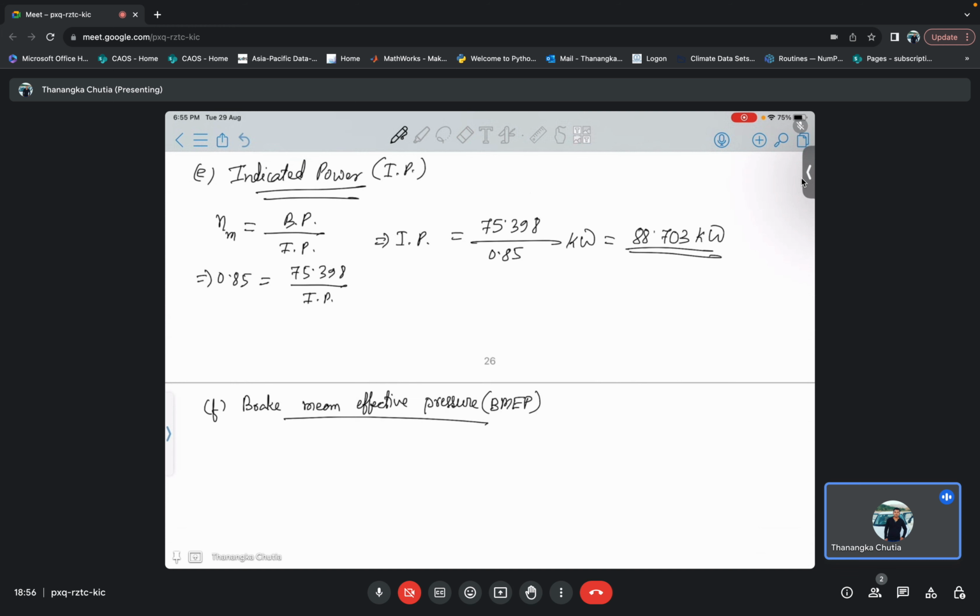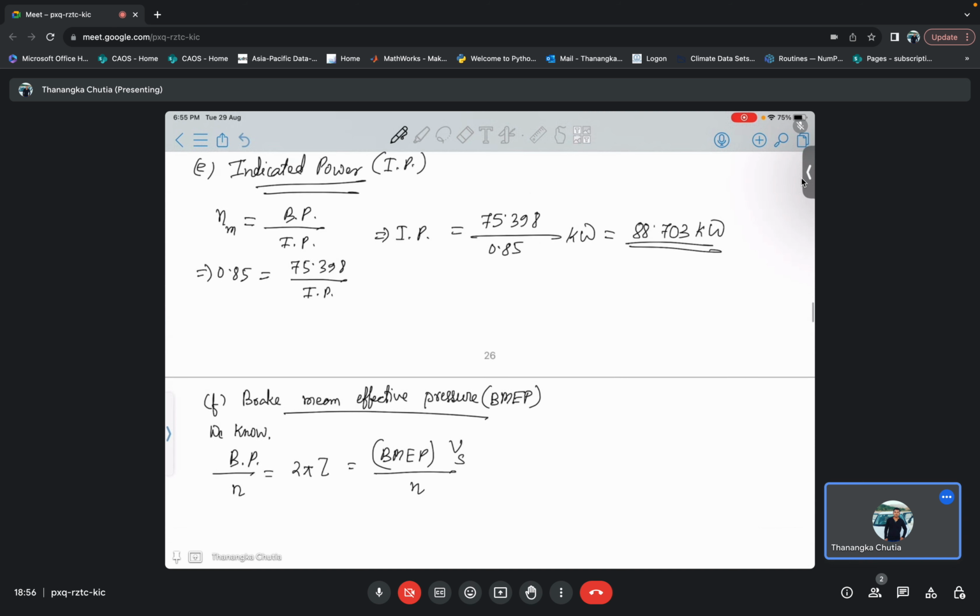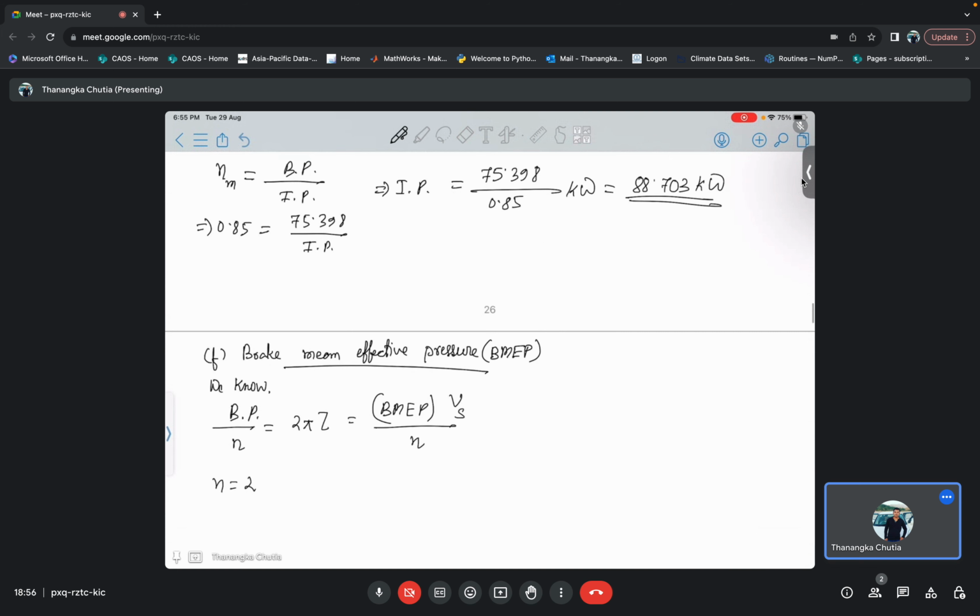So we know BP by small n, what is this small n? I will just let you know, is equal to 2 pi into tau, and that is equal to your brake mean effective pressure into your swept volume, that is the PdV, divided by n. Now n is equal to 2 since it is a 4-stroke engine.